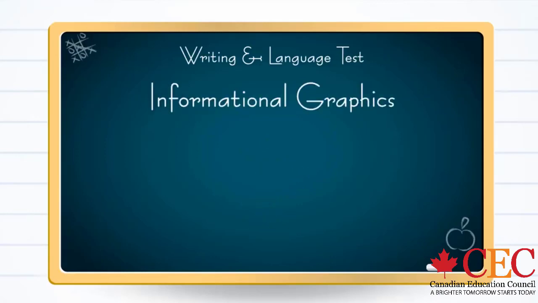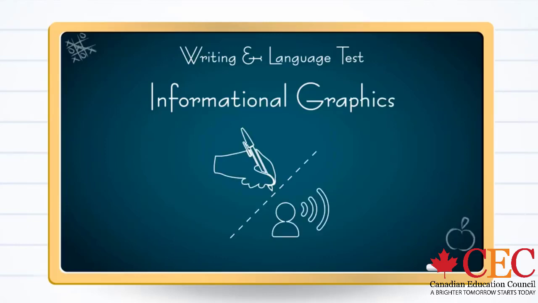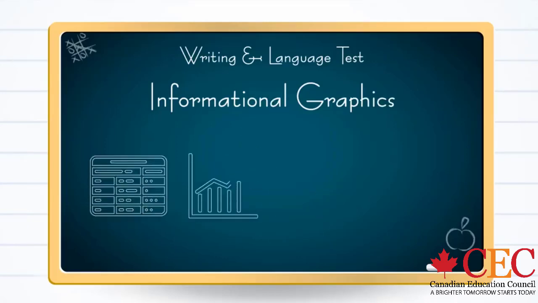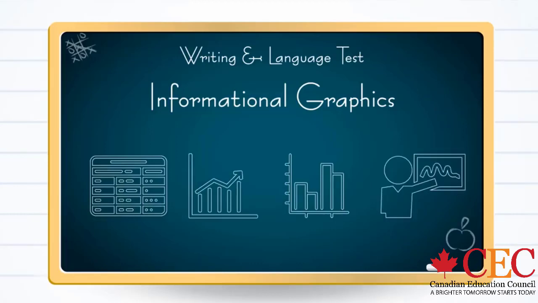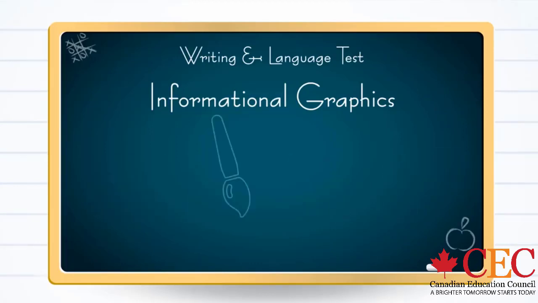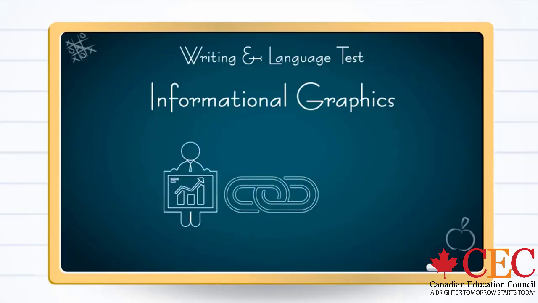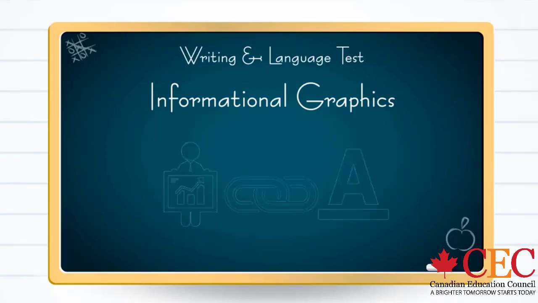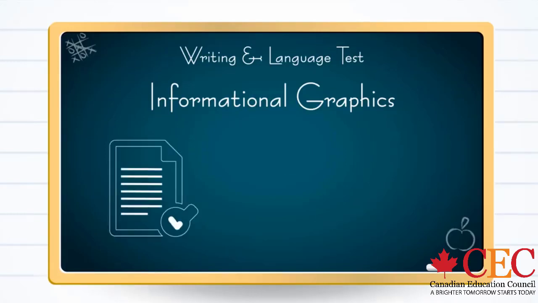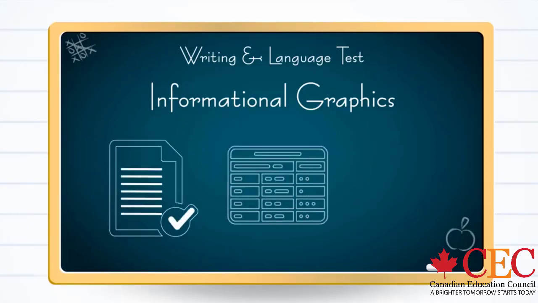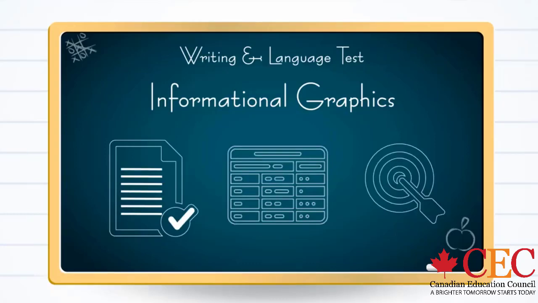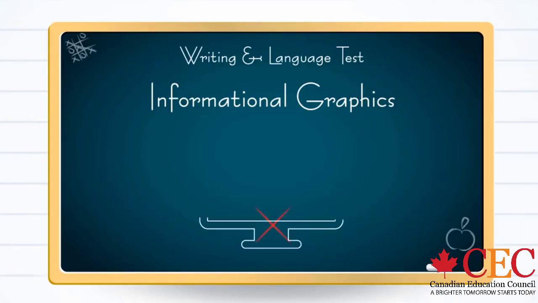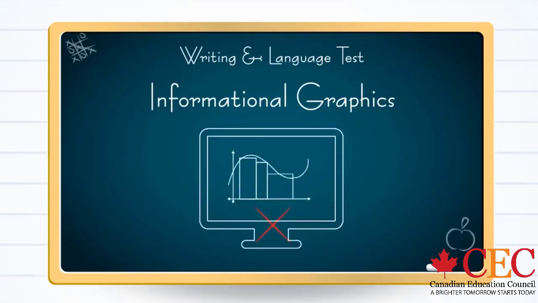Informational graphics. The writing and language test includes some passages that are paired with tables, charts, graphs, and other informational graphics. Students are asked to draw connections between the graphics and the text they accompany. For example, students might need to correct a passage's inaccurate interpretation of the data presented in a table, or to improve the clarity or precision of that interpretation. However, they'll never need to use mathematical computation to answer the questions.